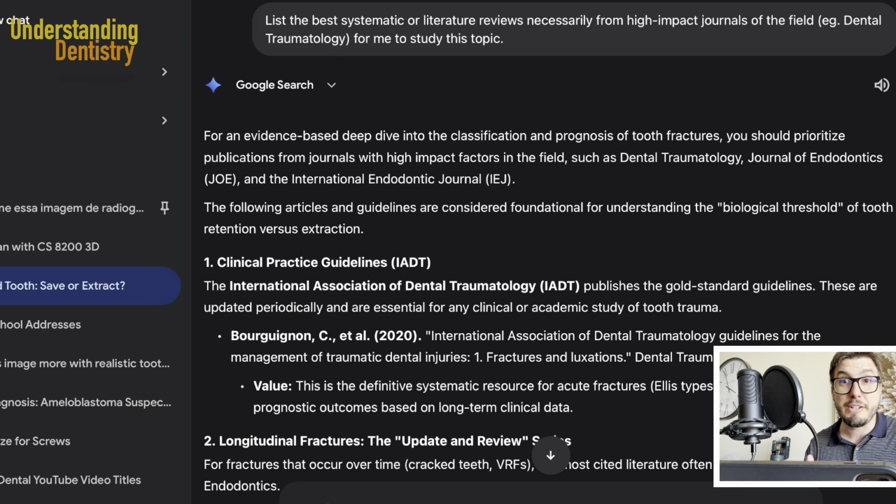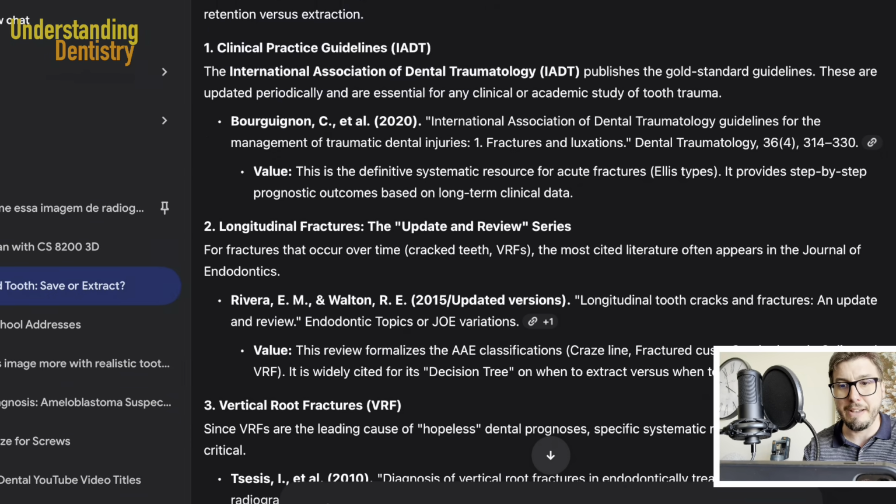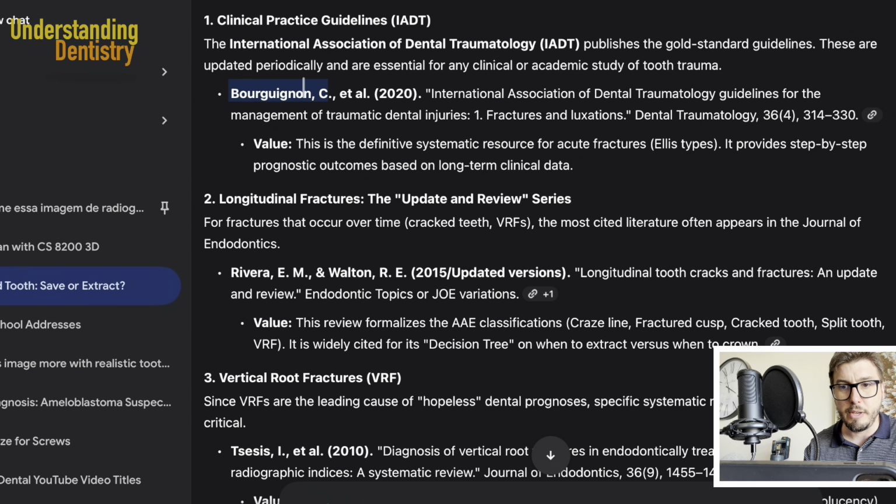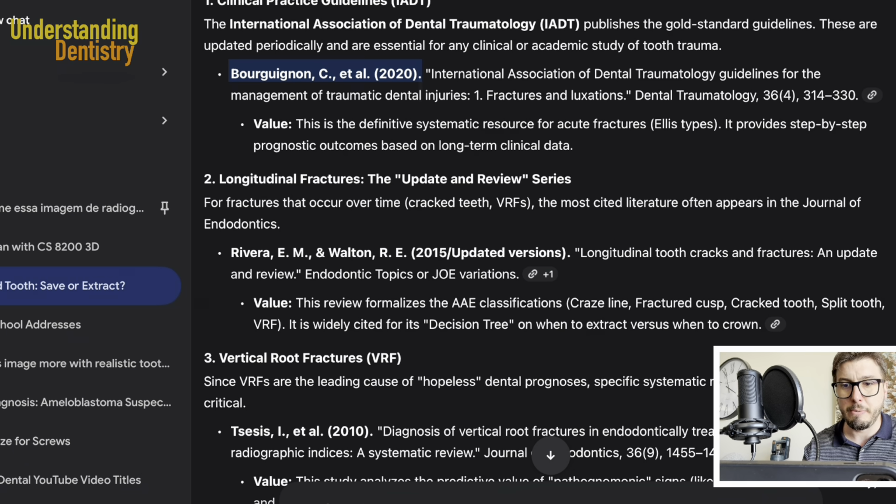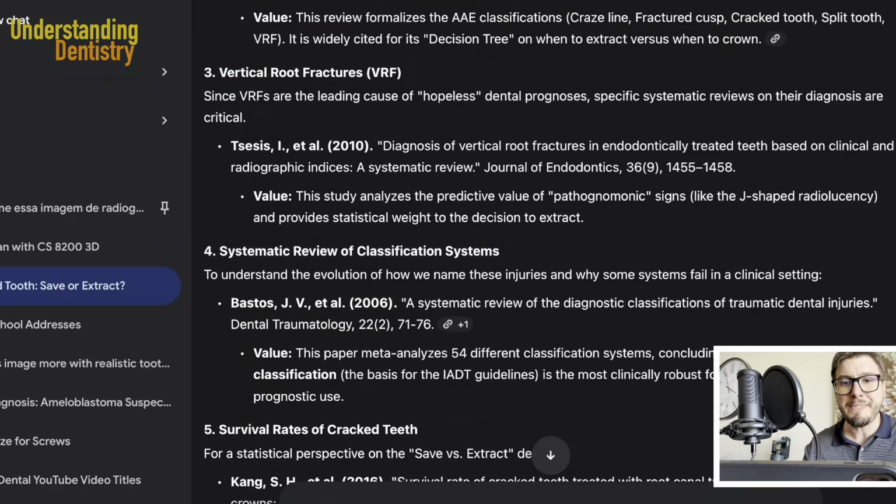And then my final prompt, which is the final tip of today. Ask for the good articles, the high-impact articles about the topic, or at least the main ones. Take a look at this prompt. List the best systematic or literature reviews, necessarily from high-impact journals of the field, for example Dental Traumatology, which is one of the best journals of this field, for me to study this topic. And then I already have some very nice references. This article here from 2020, published in Dental Traumatology. This article from Rivera and Walton from 2015. And then I have more trustworthy sources for me to study the topic.